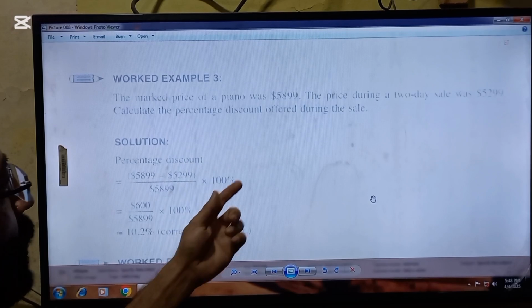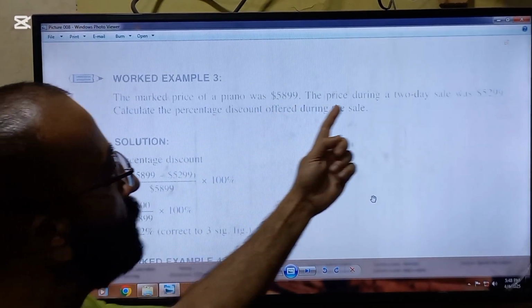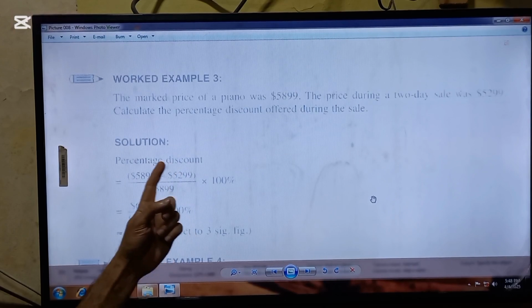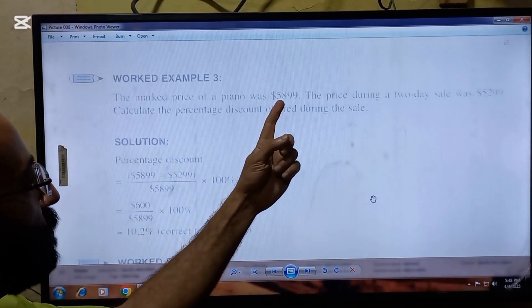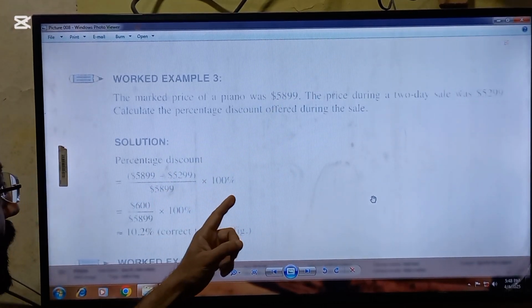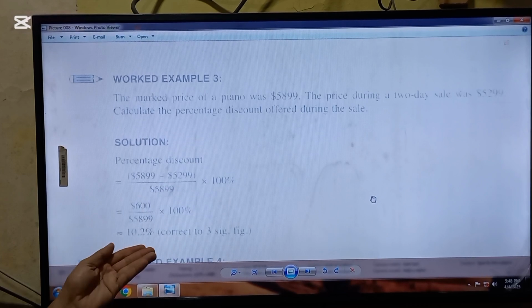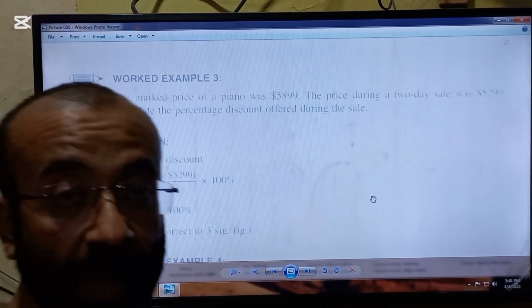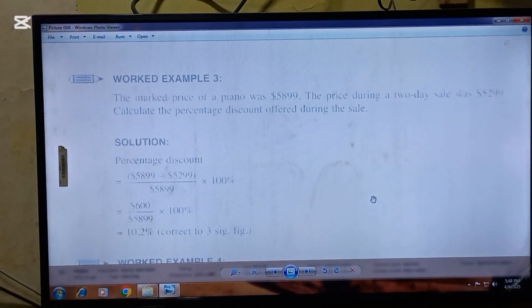So the discount should be equal to this price minus this price. So look here, this is the discount. In the denominator, we will put the mark price, multiply by 100%, and after solving, you will get an answer that is 10.2%. So this is the percentage discount.